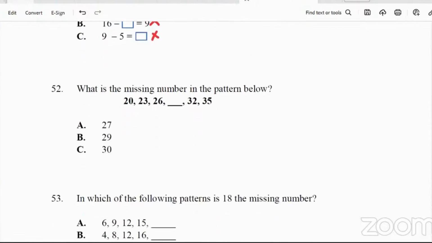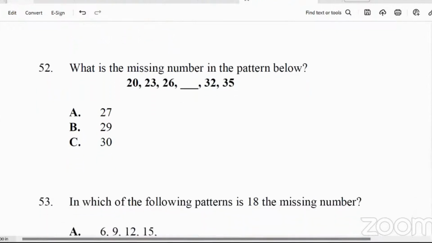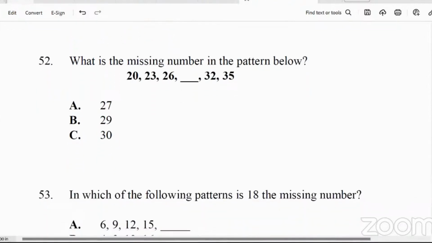Question 52. What is the missing number in the pattern below? Okay, so we have 20, 23, 26, blank, 32, and then 35. Okay, so we have to look at the pattern. And if we notice what's going on with the pattern, the number is increasing by 3 each time.